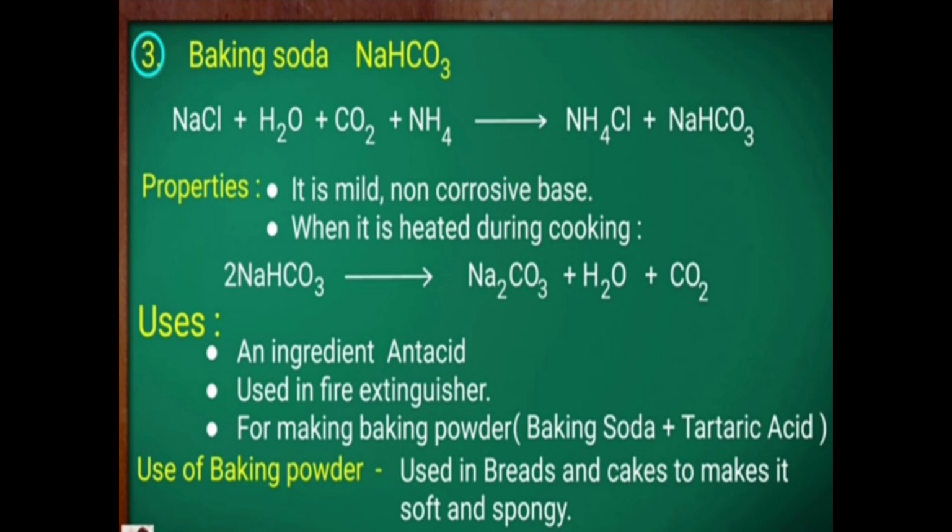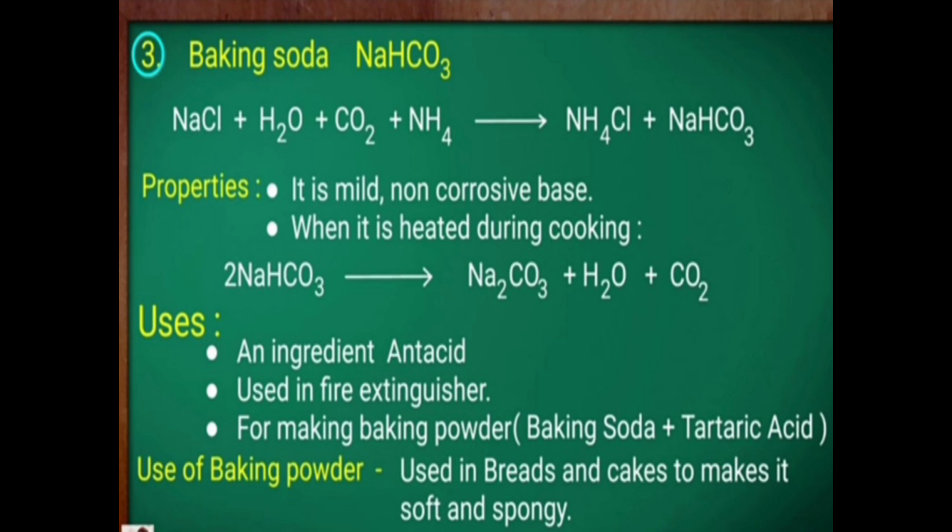The third chemical which is formed is baking soda, that is NaHCO3, sodium hydrogen carbonate. When sodium chloride reacts with water, carbon dioxide and ammonia, it gives us ammonium chloride plus sodium hydrogen carbonate. The properties of sodium hydrogen carbonate: it is a mild and non-corrosive base. When it is reacted with any substance or any metal, that substance or metal does not get corroded, plus it is mild, which means it is not that harmful.